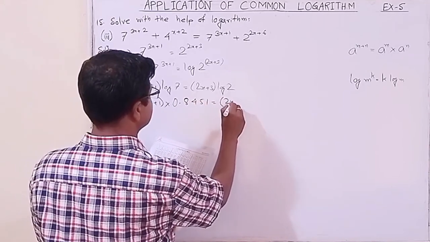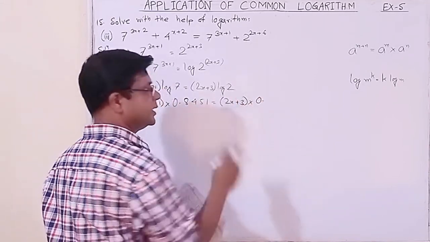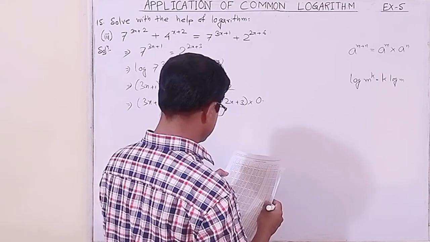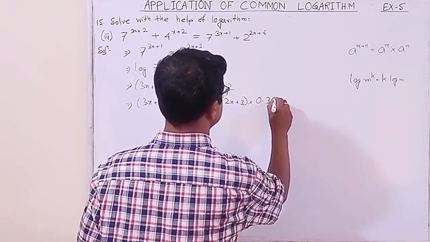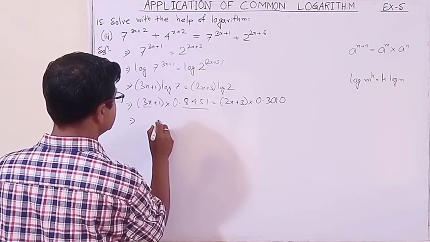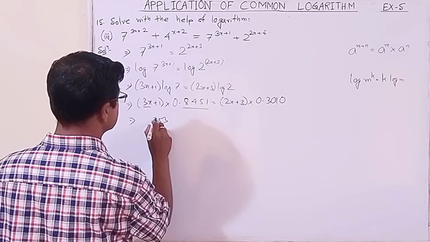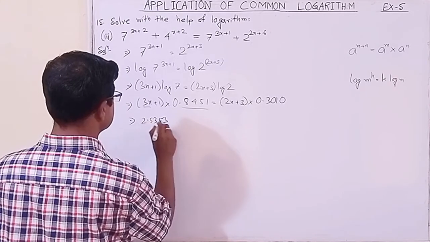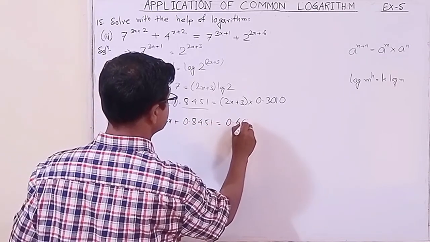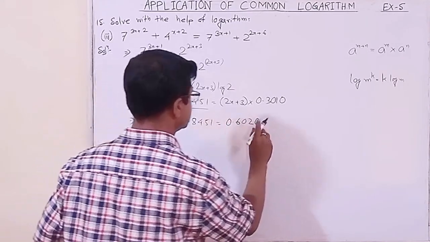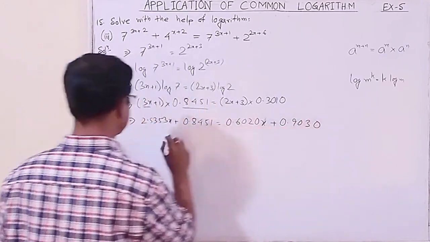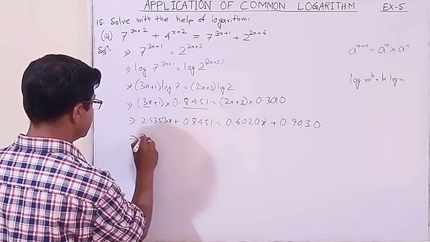0.8451, then 2x plus 3 into log of 2. As there is a single digit, the characteristic will be 1 minus 1, 0, then log 2, we move to 20, it is 0.3010. So let us multiply this into this. Multiplying with 3 gives 2.5353, and x terms 0.6020x, plus 0.9030. Now the terms containing x we bring to the left hand side.